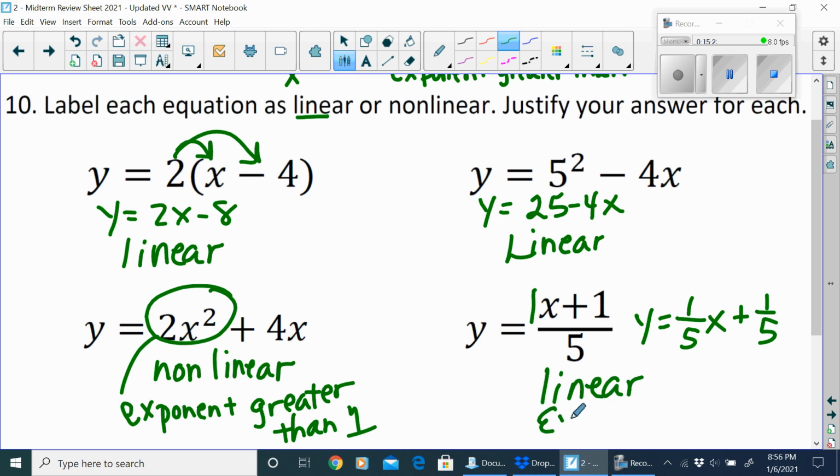Has an exponent of 1. This is also exponent of 1. I'm going to abbreviate.